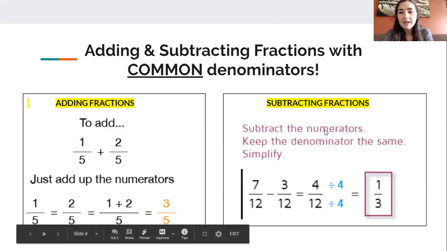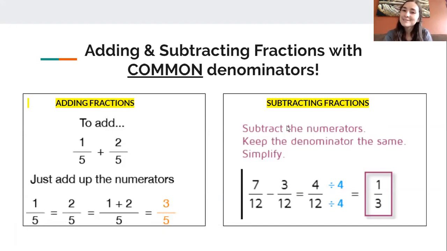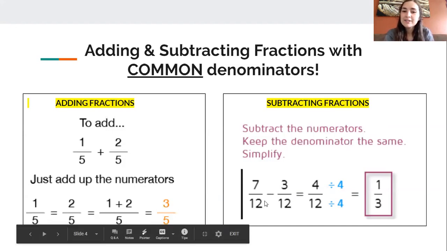Okay. And then if we're looking at subtracting fractions, we're going to do the same thing, but this time instead of adding, we're going to subtract. We have in our example 7/12 minus 3/12. 7 minus 3 is 4, so we have 4/12. And look, they're both divisible by 4, so we can simplify this. 4 divided by 4 is 1, and 12 divided by 4 is 3. So our answer is 1/3.